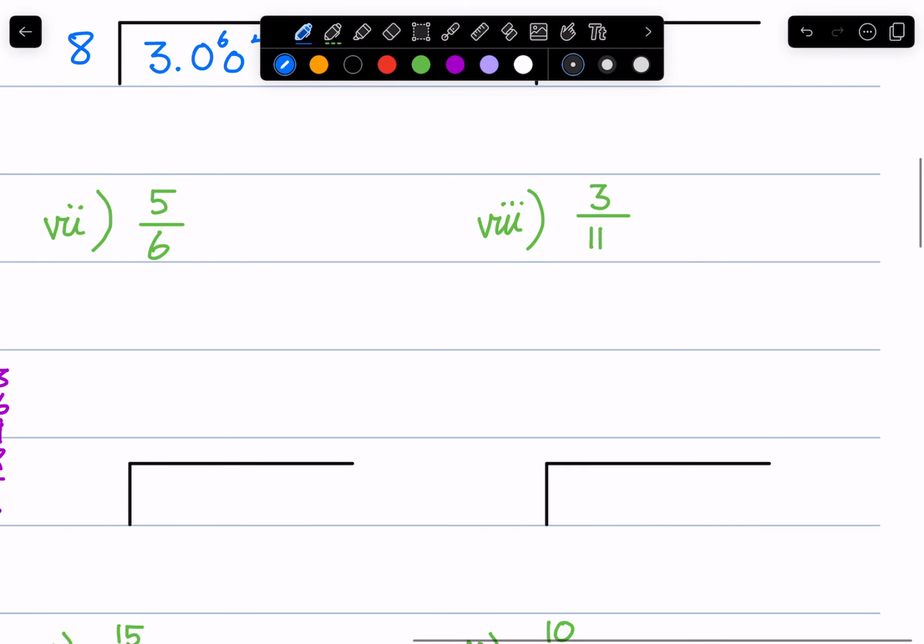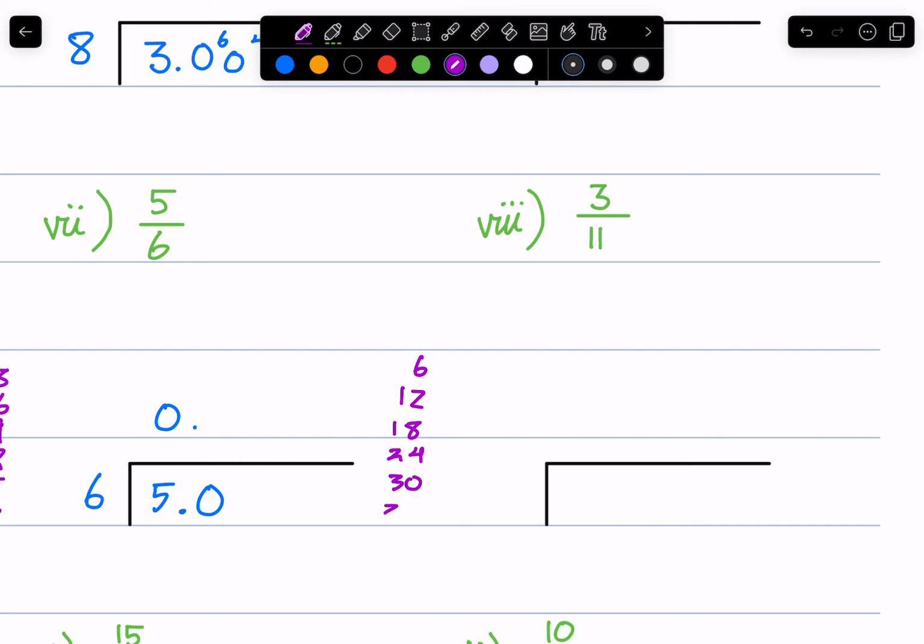Once again, same method. 6 into 5. We know we can't do that, so we write 0 point. And once again, we do our 6 times tables for this one. 6, 12, 18, 24, 30, 36, 42, and 48. The next one's going to be 54, which exceeds 50, so we stop at 48. Now I know that this is going to be 6 times 8 with a remainder of 2.